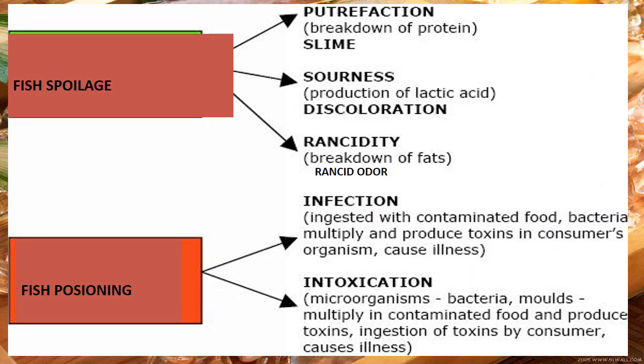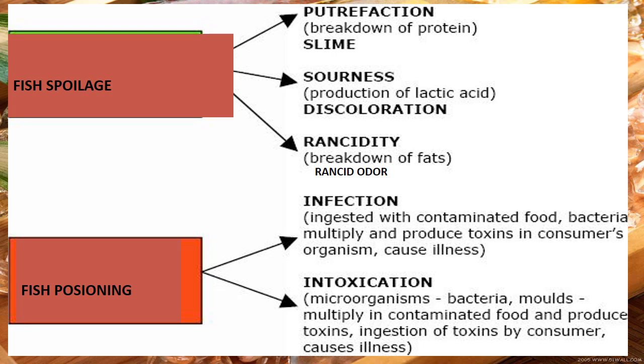Now here we will see the final impact of fish spoilage. There can be putrefaction due to the extensive breakdown of protein, and there can be slime. There can be sourness due to production of acids by the action of the lactic acid group of bacteria, also leading to discoloration. There can be rancidity, either due to autooxidation, oxidative spoilage, or a rancid odor by lipolytic changes or hydrolytic rancidity. And sometimes there can be other infection.